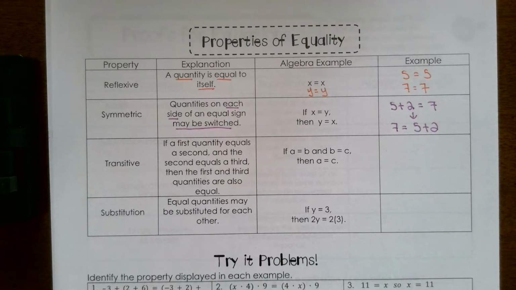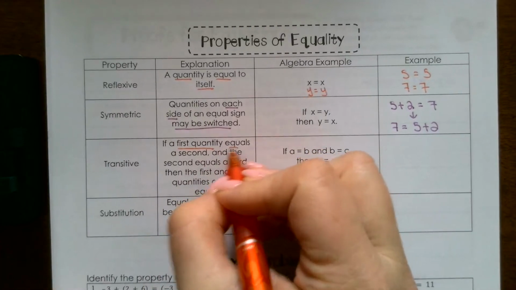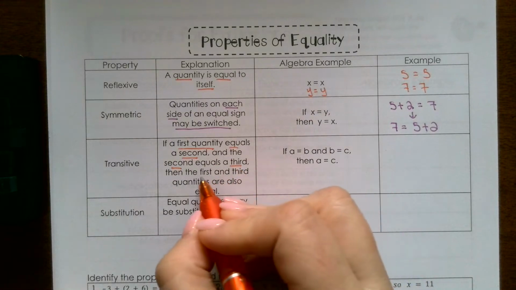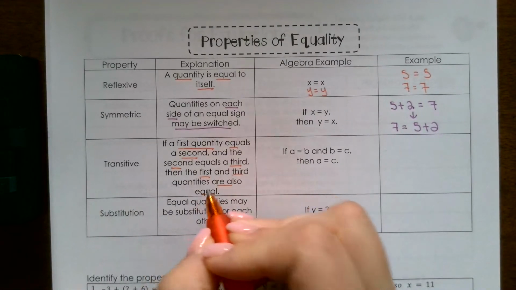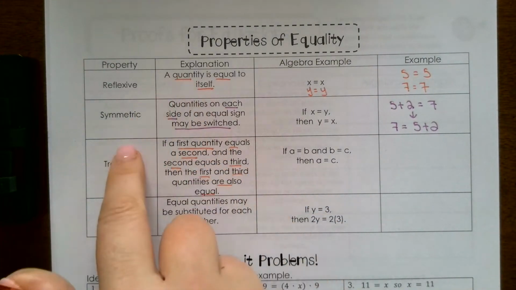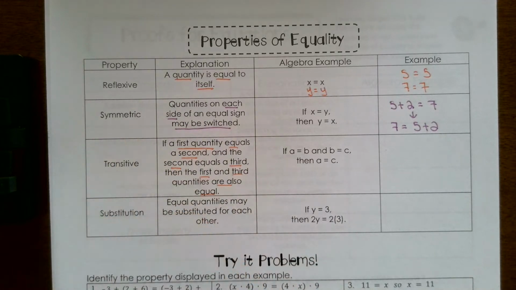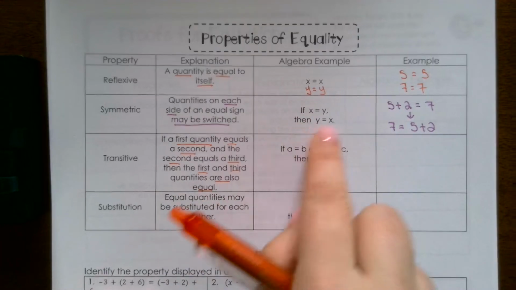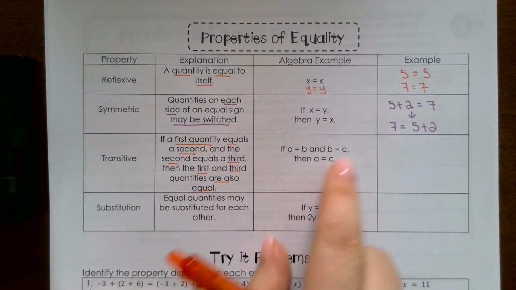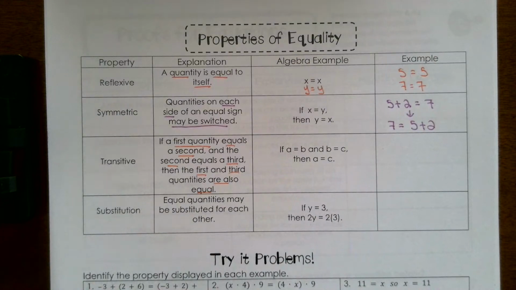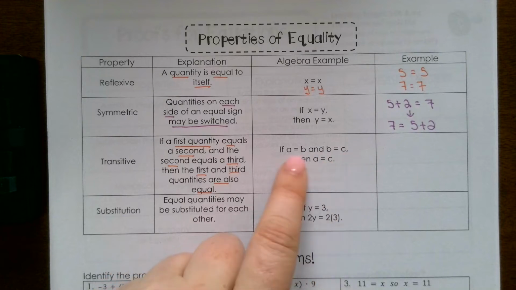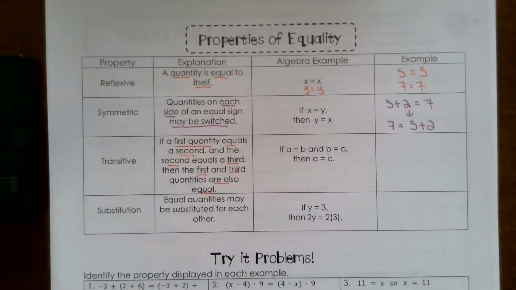Another property of equality is called the transitive property. If a first quantity equals a second, and the second equals the third, then the first and third are also equal. So just as a recap, the reflexive and the symmetric properties have two. Well, this one, of course, just has one. Something equals itself. This has two. x equals y, y equals x. In my transitive, I've got three quantities. So if A equals B and B equals C, then A also must equal C.